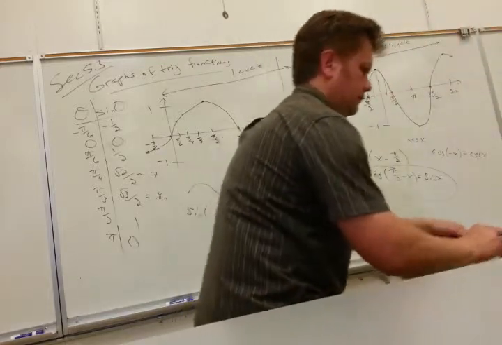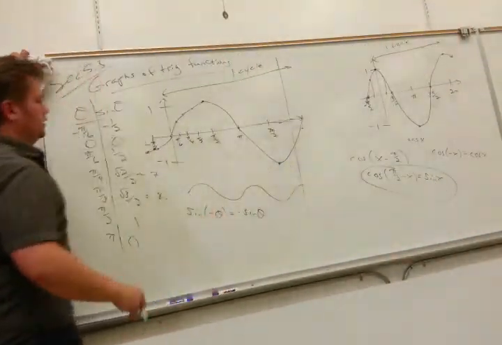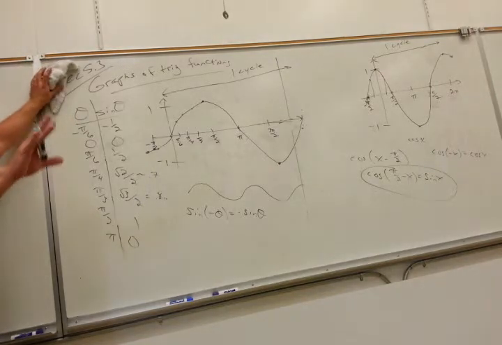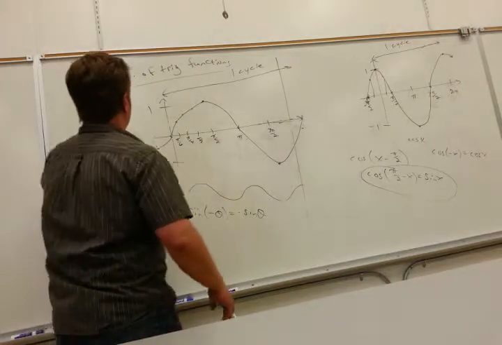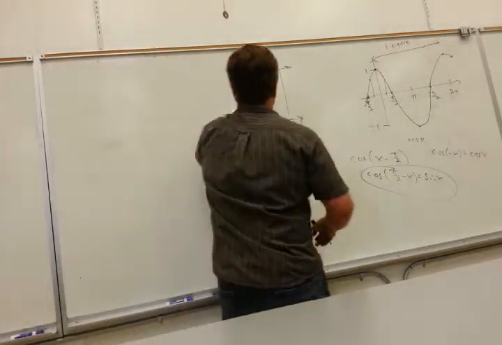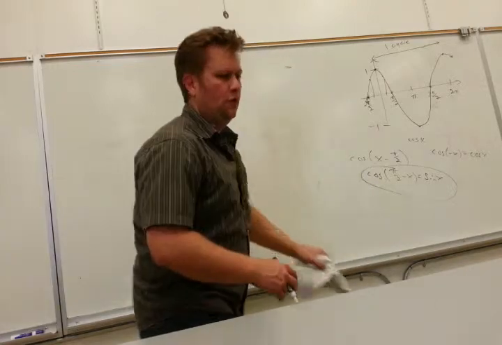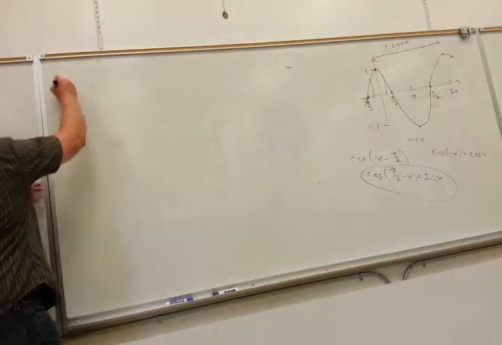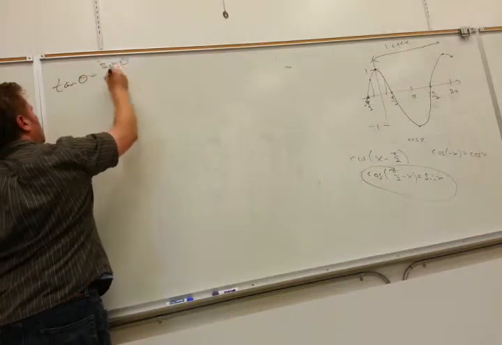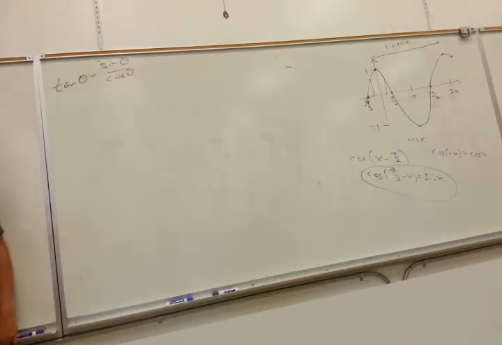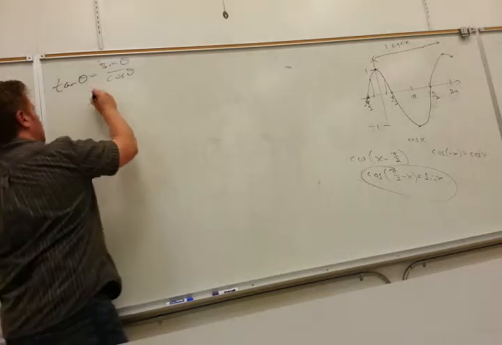The last one, before we do the reciprocal trig functions, which we're not even going to do today. We'll do that later. What about tangent? What is that thing going to look like? Where's tangent going to have problems, considering that tangent is sine over cosine? Yeah, it's going to have vertical asymptotes. Where will it have vertical asymptotes?